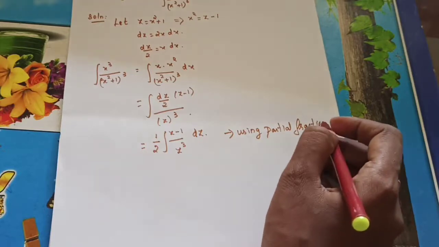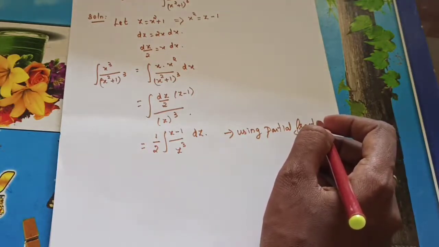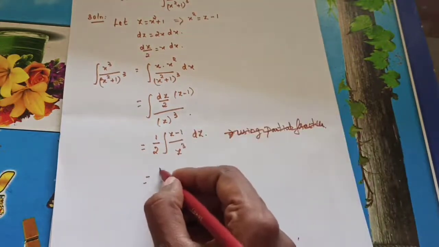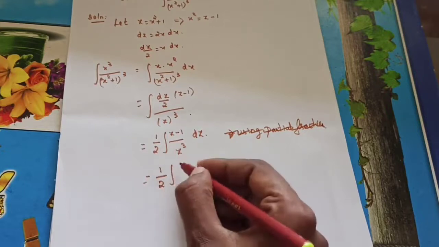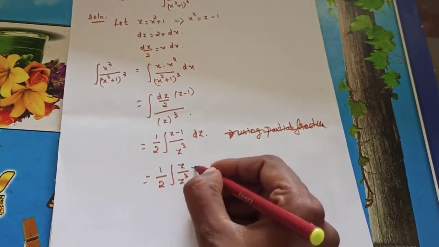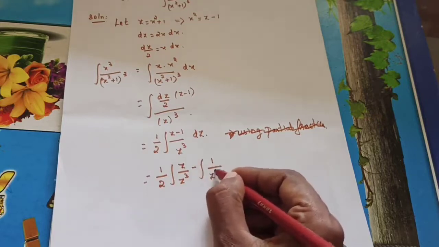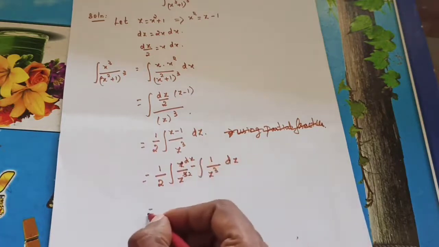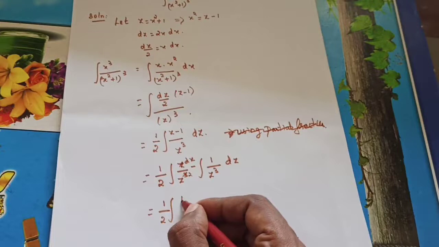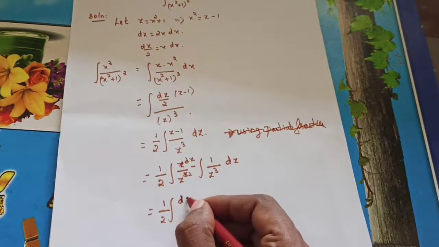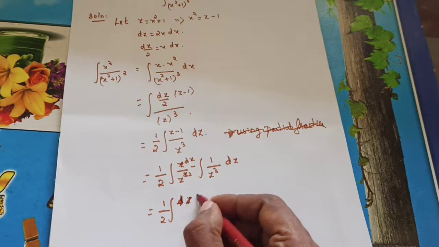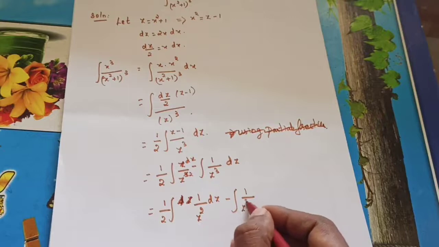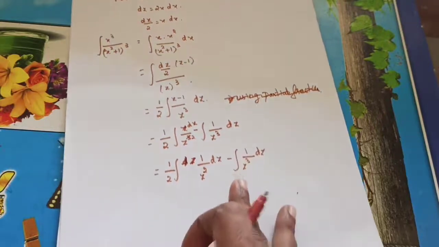You know how we will use the partial fraction, is it right? Here, apart from that, we can split it and do. So 1 by 2 into, shall we split it as z by z cube dz minus integral of 1 by z cube dz. So this and this will get cancelled. So what's the balance? 1 by 2 into integral of 1 by z square dz minus 1 by z cube dz. I have not used partial fraction, I just split it.